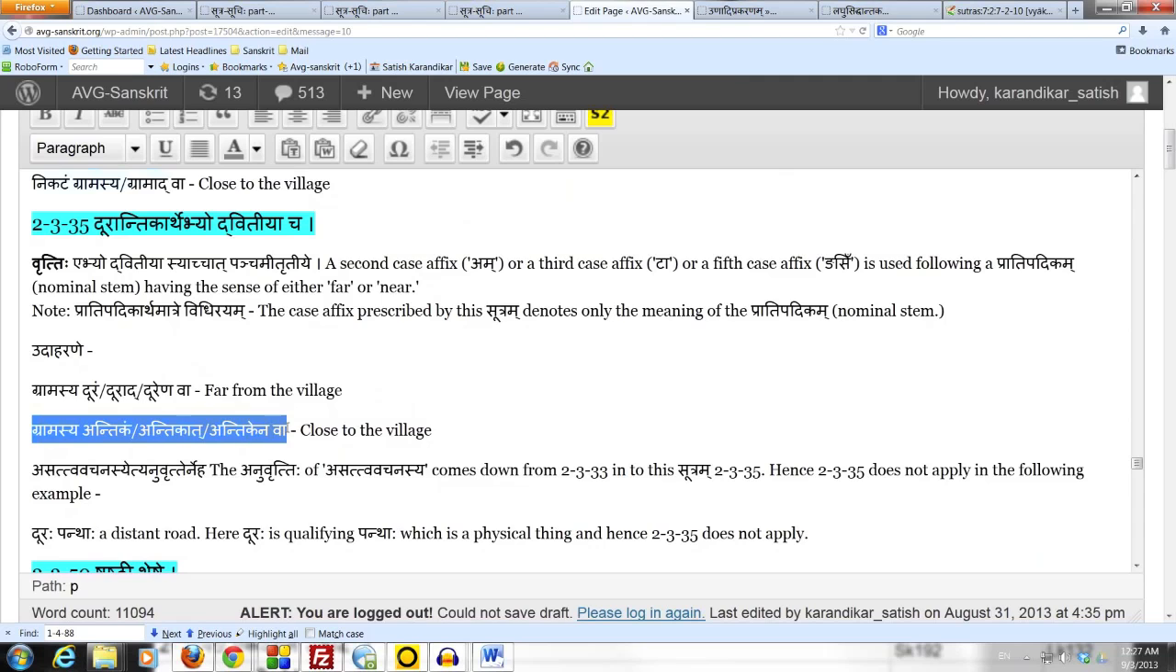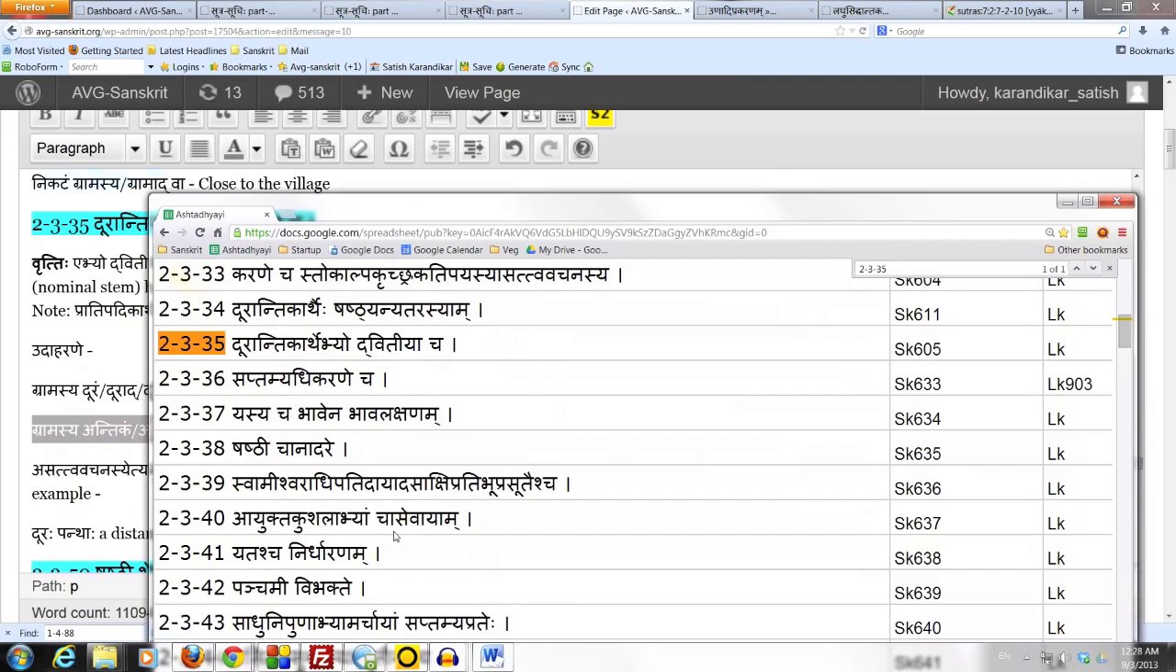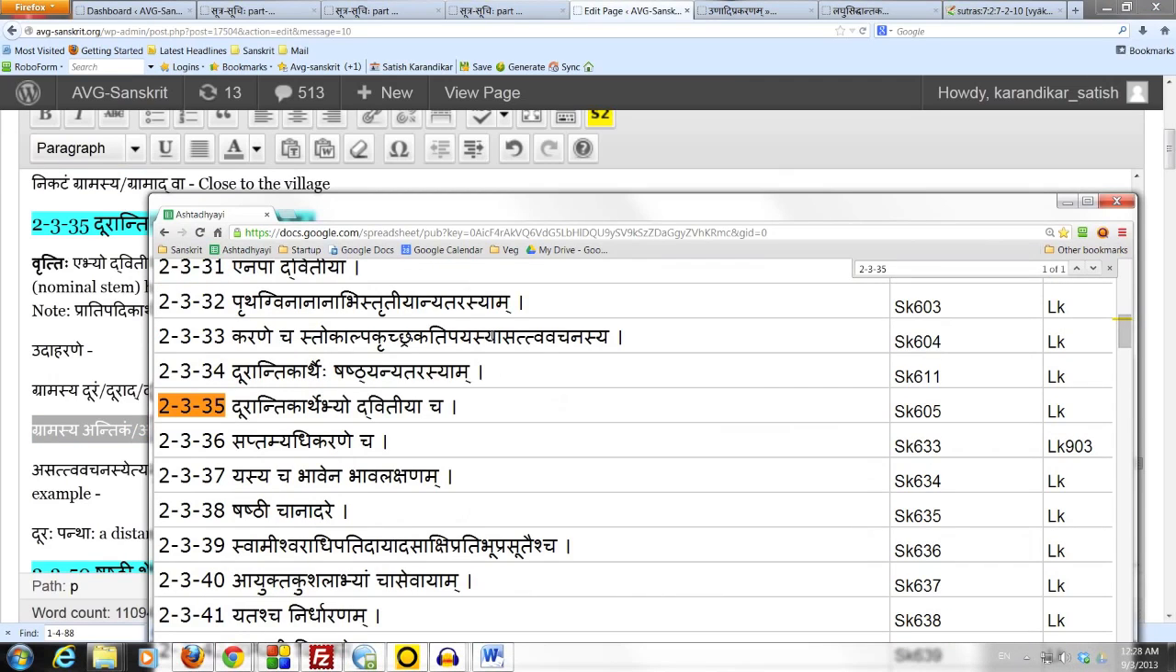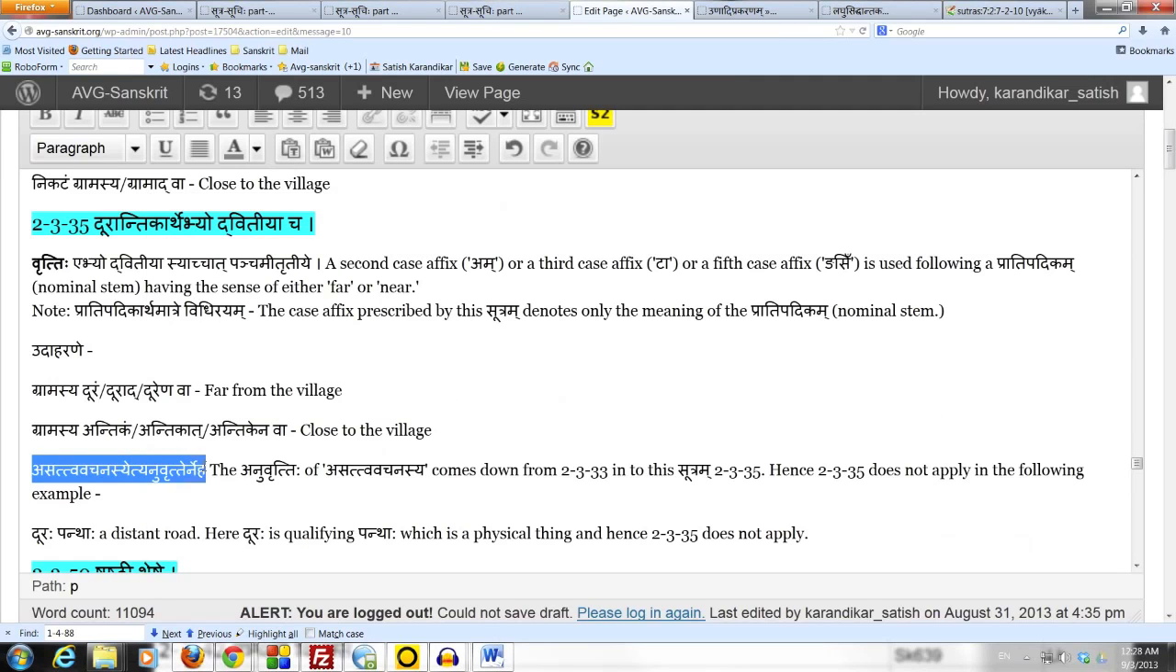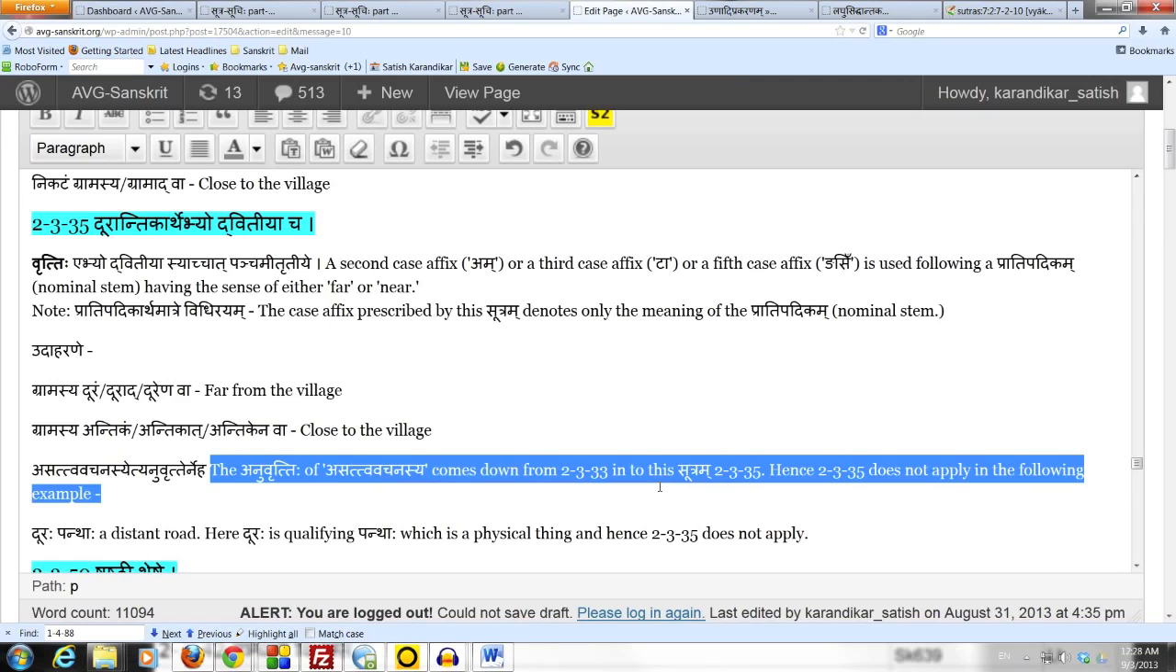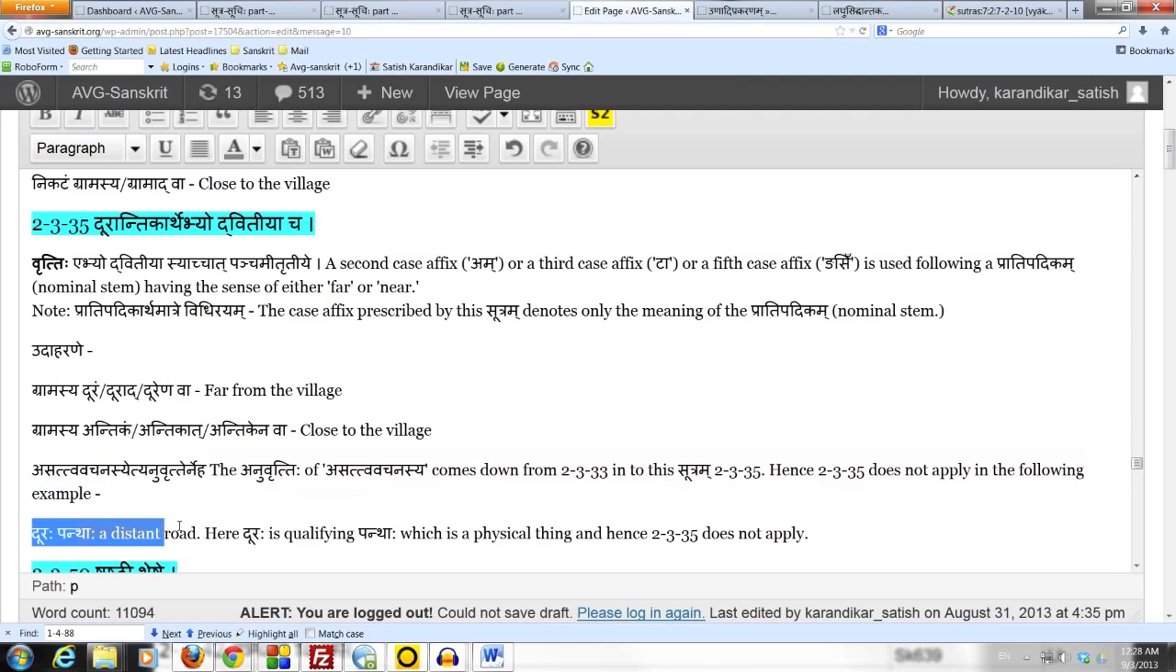Now one final note here is that the anuvritti of asattva vachanasya comes down from the sutram 2.3.33 into this sutram 2.3.35. The Siddhanta Kaumudi says asattva vachanasyetyanuvritter neha. Because the anuvritti of asattva vachanasya is coming down into this sutram 2.3.35, we cannot use 2.3.35 in the following example. Duraha panthaha, a distant road.